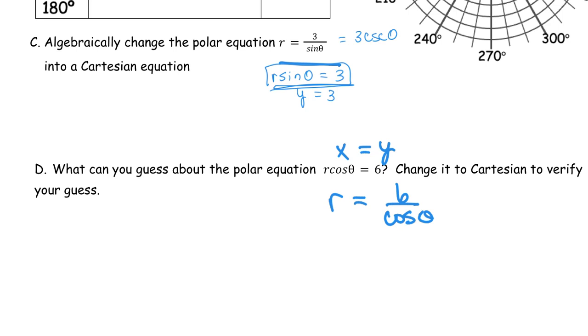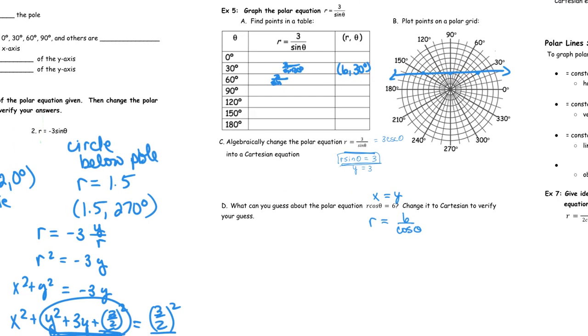That vertical line would be left or right, above or below of the pole? Right. Right of the pole, how far? 6. Therefore, there would be a point at 6, 0 degrees. Very good.